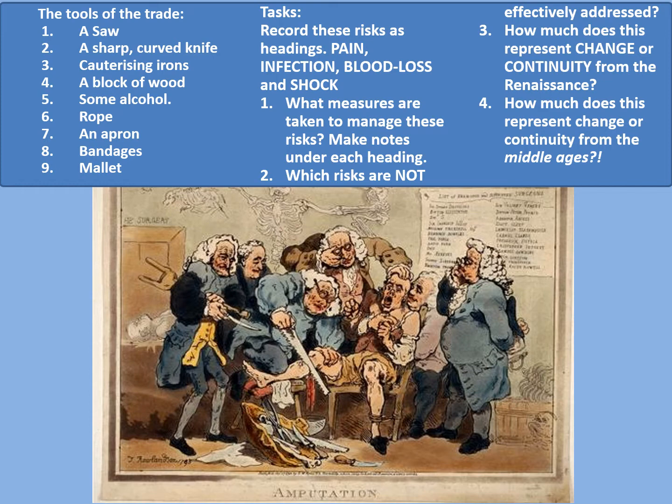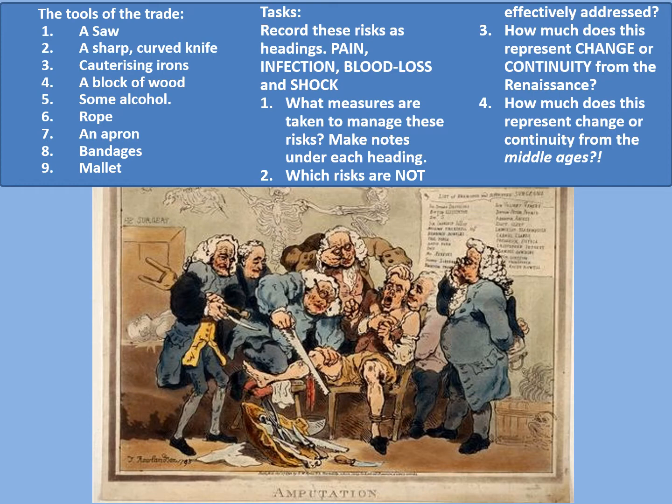Our tasks are going to be as follows then. Record these risks as headings: pain, infection, blood loss and shock. This can always be remembered as PIBS for short. Firstly, what measures are taken to manage these risks? Make notes under each heading. Which risks are not effectively addressed? How much does this represent change or continuity from the Renaissance? And how much does this represent change and continuity even from the Middle Ages?